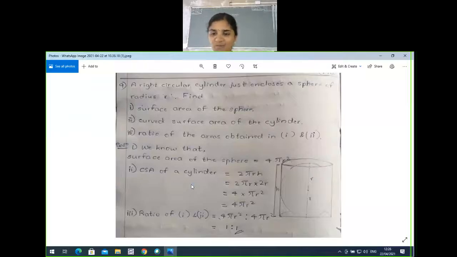Can we start the volume concept now? Let us recall the volume formula once. Okay. So now I just want to stop sharing. Then I want to use the board for this concept. Okay, 1 second.